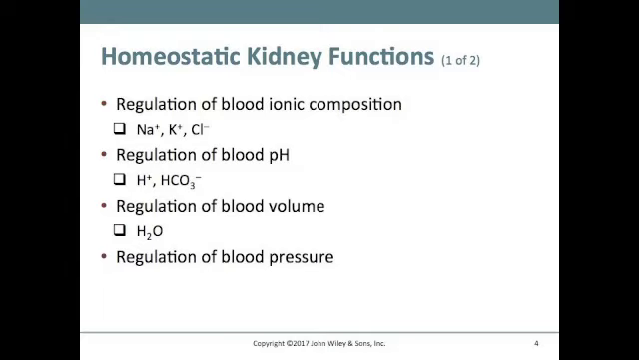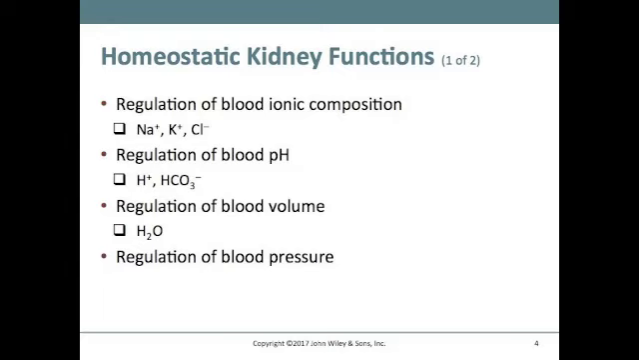Kidneys also help with the regulation of blood pH. In this regard, the kidneys excrete a variable amount of hydrogen ions into the urine and conserve bicarbonate ions, which are an important buffer of hydrogen ions in the blood. Both of these activities help to regulate blood pH.